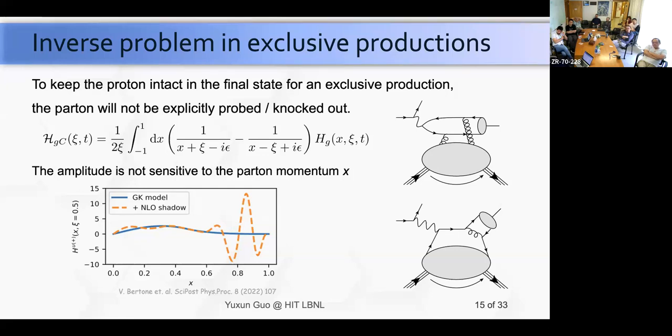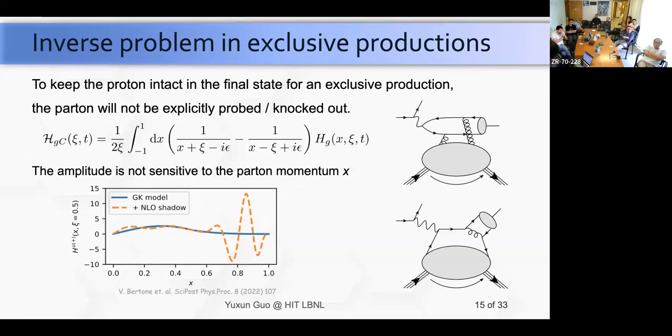And in this process, the parton momentum will not be explicitly measured, because you can see there is a momentum flow, and you basically need to integrate over all the partons with different momentum. That's the general feature of exclusive production. As a result, if you look at this amplitude, the Compton form factor, it gives us an integral over x, with the hard scattering coefficient depending on x, and the GPD depending on x. This dx stands for summing over all partons of different momentum, because you're summing over this loop. As a result, if you measure the amplitude, the x dependence of the GPD is basically lost. So you cannot use this amplitude to really constrain the x dependence of the parton momentum.